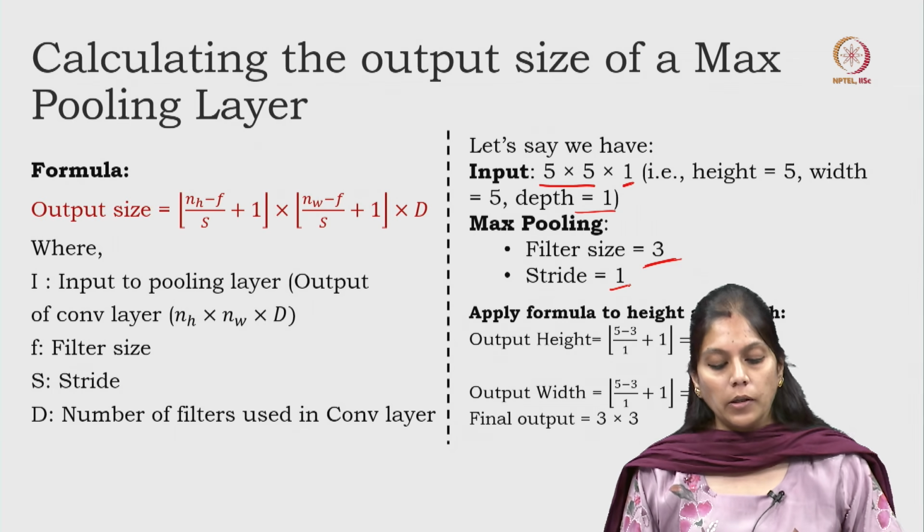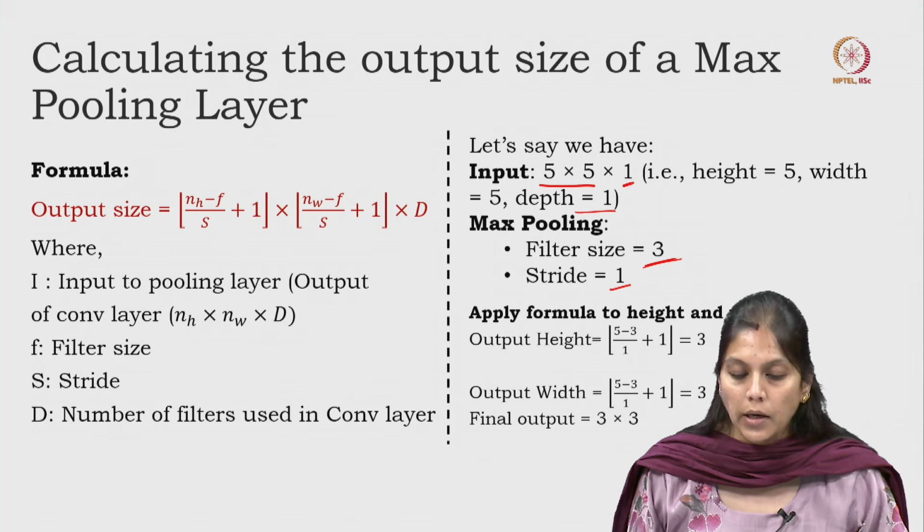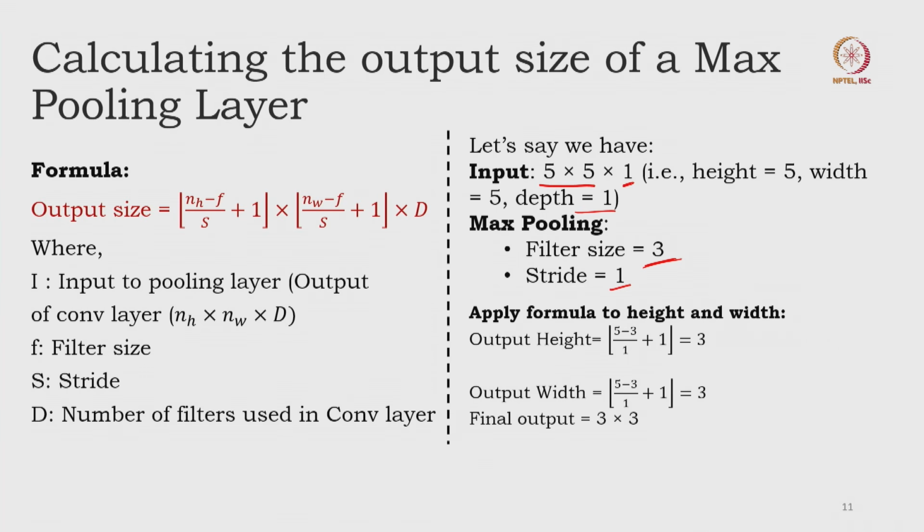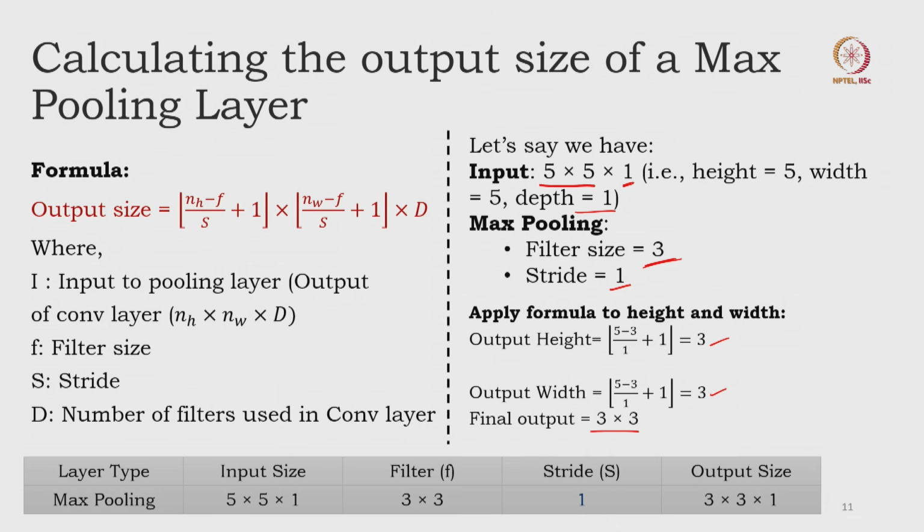So just substitute the values. I'm using it for the height, and the same thing will be for the width. So it is nh minus f, so it is 5 minus 3, divided by 1, plus 1. So we are getting an output of 3, the height is 3 and the width is 3. And into depth, here the depth is 1. I hope this is clear to you.